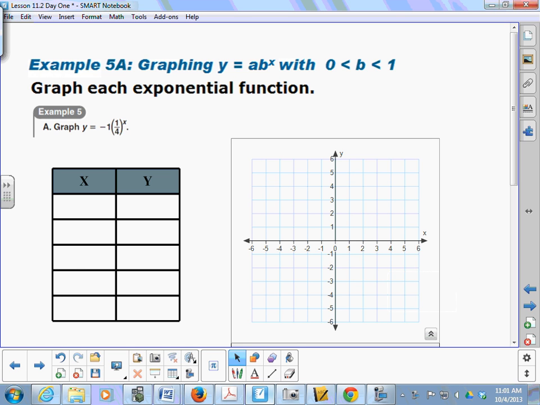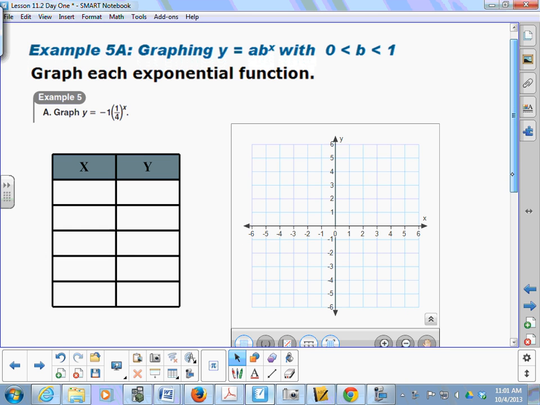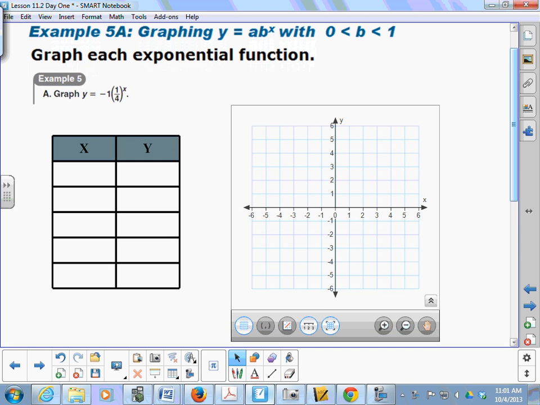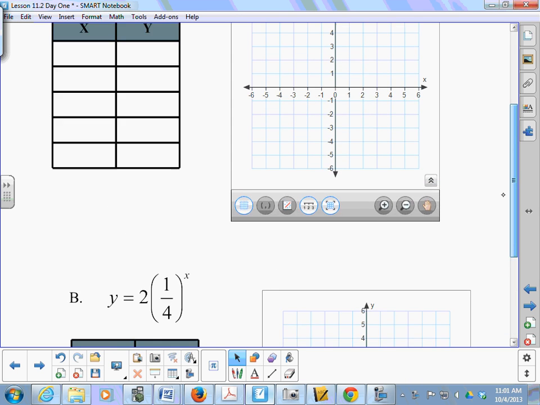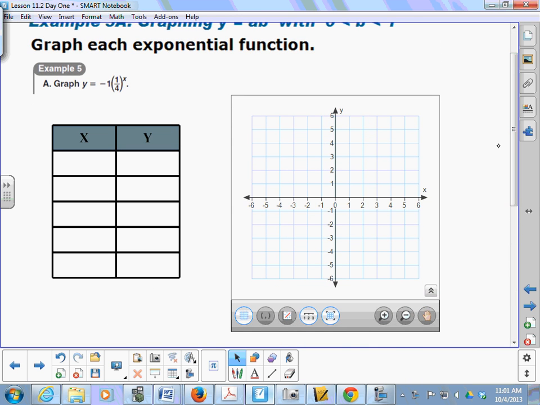So we're going to look at when b is between 0 and 1. The first one shows when a is negative, and then we're going to do one where a is positive. So here we've got y equals negative 1 times 1/4 to the power of x. Now, first of all, when we see that negative in front, what does that tell you?